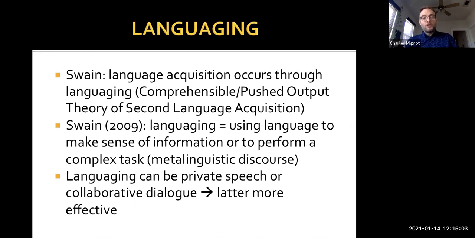She refined her model with a pushed output theory, meaning that you have to focus more on accuracy. And finally, she came up with the concept of languaging, which is using language to make sense of information or to perform a complex task. You might know that as metalinguistic discourse. Basically, when you ask yourself, what does this word mean again? Or how was the rule again? Do we put the adjective before or after? That is an example of languaging.